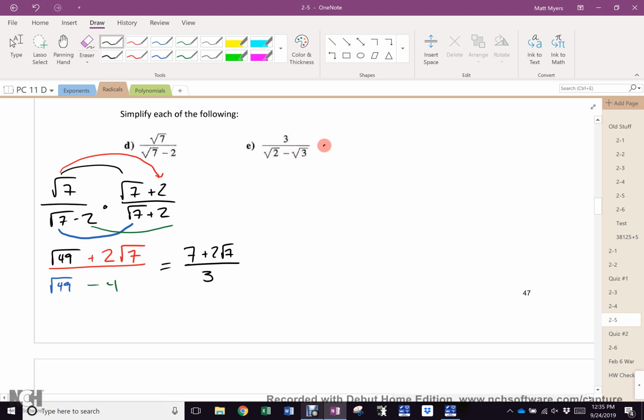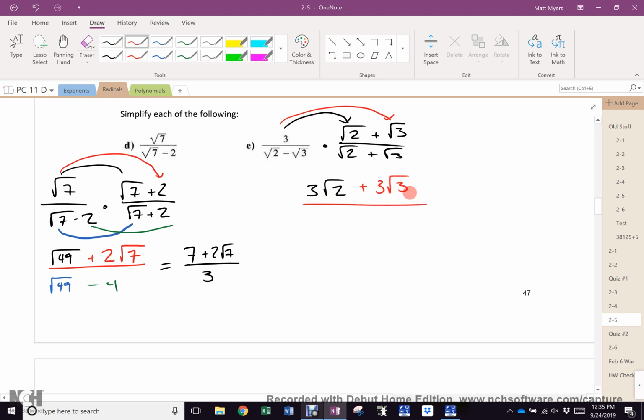This one, I must multiply by root 2 plus root 3 over root 2 plus root 3. Then, again, I will color code. 3 root 2 plus 3 root 3 over first root 4 last minus root 9. Tidy it up.